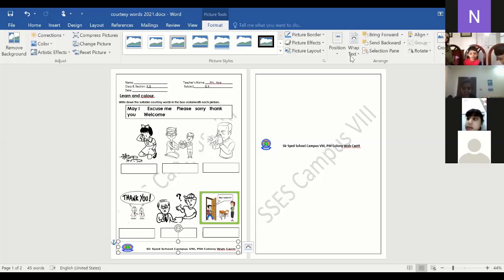So this is how you are going to fill up your worksheet, and once you have written the right suitable courtesy words in the given boxes underneath each picture, then you will color in the pictures as well. All right, so this worksheet is going to be attached with this lesson of today. And what was the lesson all about? It was about the courtesy words.